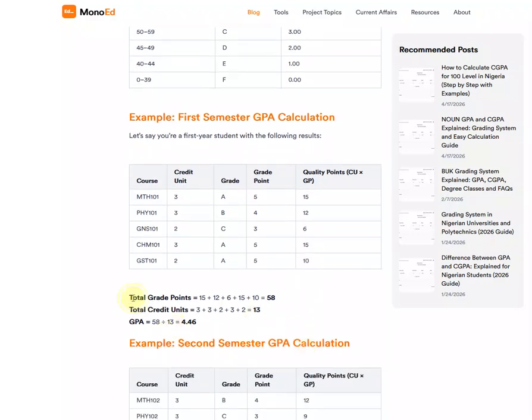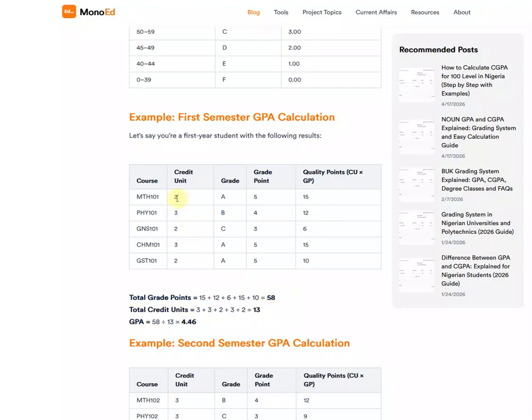Now, how do we calculate the GP? So the total grade point is this, right? You can see there's 15 for this course, there's 12. This one is a 3 unit course, but as the user gets B, right, and B is 4, so 4 times 3 will be 12, right? So you can see it. So you take all these 15, 12, 6, 15, 10, you add them, that's the total grade points, right? This is it, 58, right?